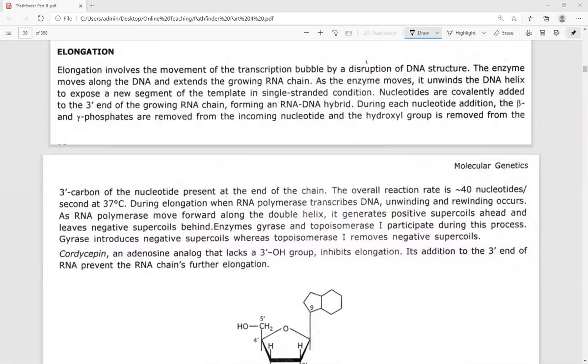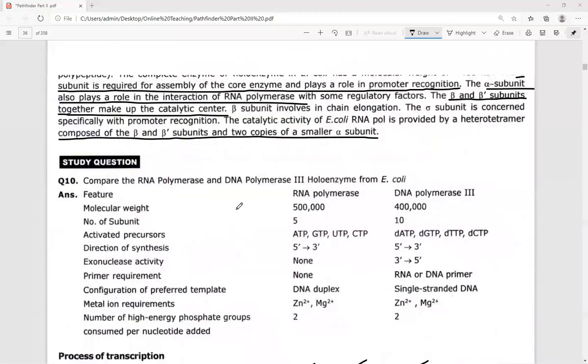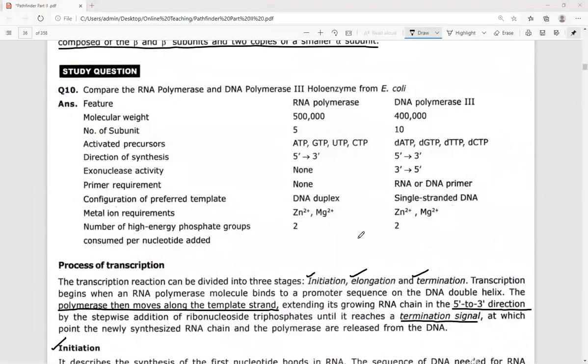So let us look at the animation and try to find out what strong and weak promoters are, as well as look at the DNA polymerase and RNA polymerase. The major enzyme involved in the process of replication is called DNA polymerase. The major enzyme of transcription is called RNA polymerase. DNA polymerase requires deoxynucleotide triphosphate. RNA polymerase requires ribonucleotide triphosphate.